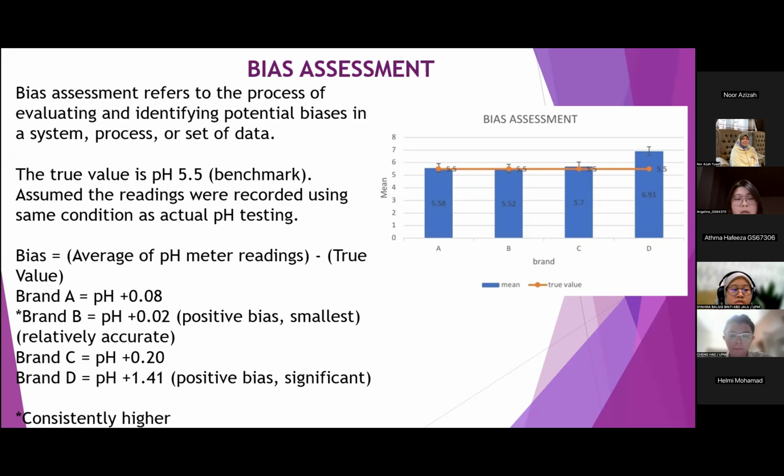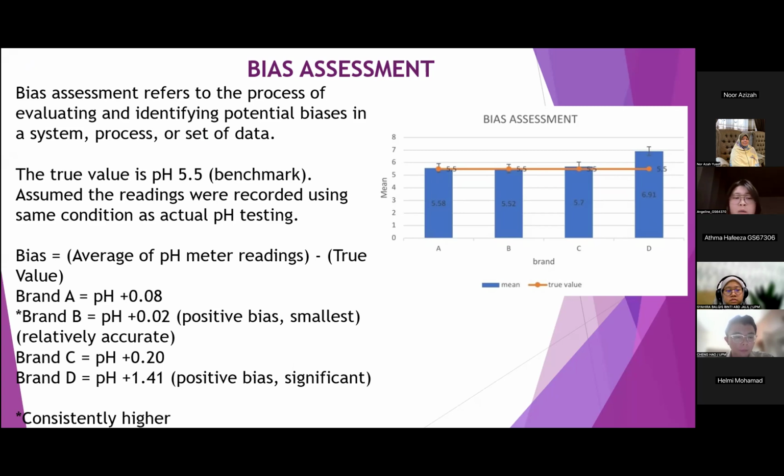So for brand B, a positive bias of +0.02, which is also the smallest across these 4 brands, meaning that it is relatively accurate. Next we go to brand C, with a bias of +0.20, and brand D, with +1.41. This positive bias is really significant and also the highest among these 4, meaning that we are not really choosing brand D this time.